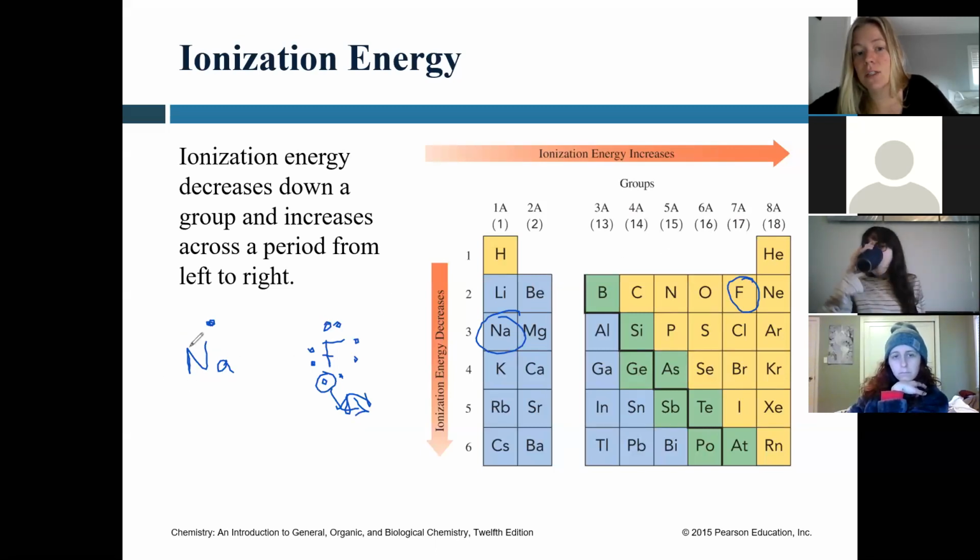Versus this thing over here, look at sodium. Sodium's got this almost empty outer shell. It just needs to get rid of this. So if it can get rid of that electron, then it has a complete outer shell from the lower onion layer. That's why it's so easy to pull that thing off.